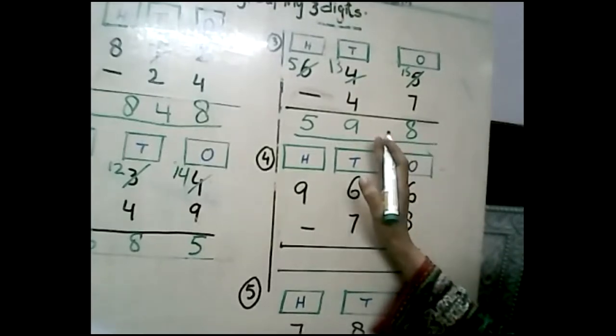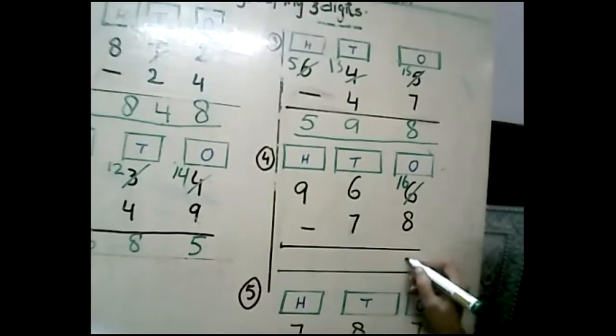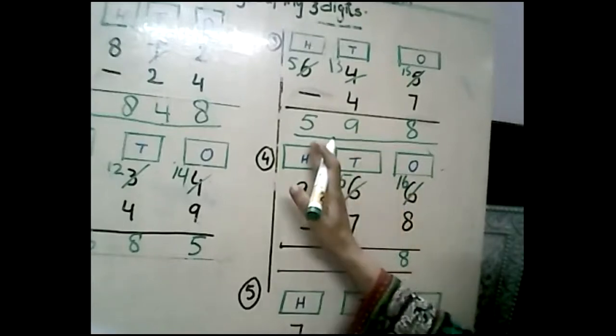Can we subtract? No. So we will regroup. We will go to the next door and we will borrow 1. So it will be not 6 anymore. It will be 16. Right? So we will subtract 8 from 16. It will be the remainder, if you remember the table of 8. Right? And now it is not 6, it is 5. Can we subtract 7 from 5? No. So we will go to the next door again and ask for ones. So it will be 15.